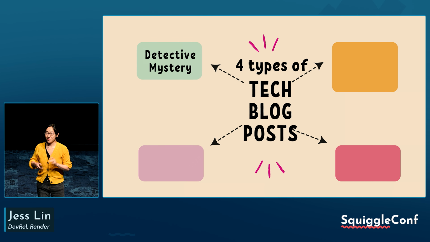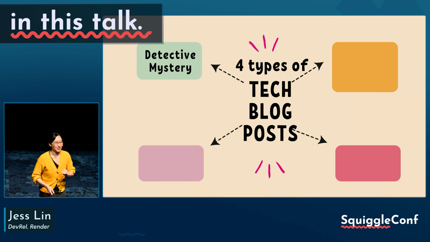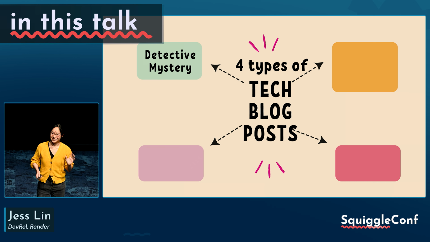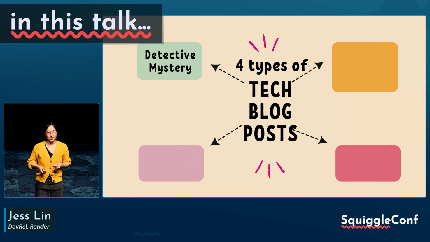I propose that there are only 4 types of tech blog posts. So you can pick from this menu. All right, the first type is detective mystery. So this is your classic debugging story. It could also be like, why did they design it that way?